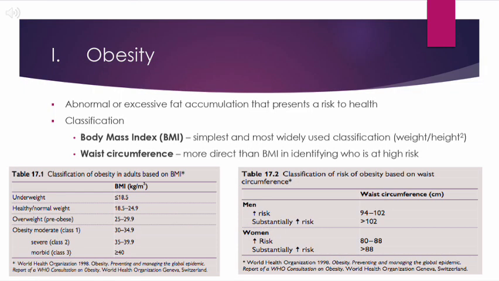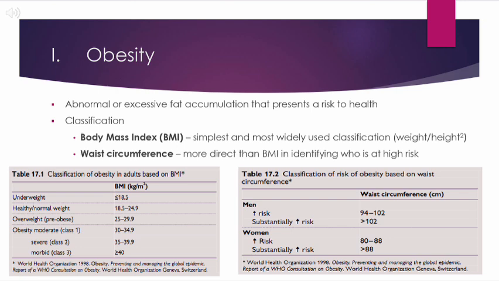Let us start with obesity. Obesity is defined as abnormal or excessive fat accumulation that presents a risk to health. Now, how do we classify obesity? The most commonly used method is body mass index, or BMI. BMI is calculated as weight divided by height squared. It is simple, widely used, and very useful for screening large populations. However, it is important to remember, BMI does not directly measure body fat. So while it is useful, it is not perfect.